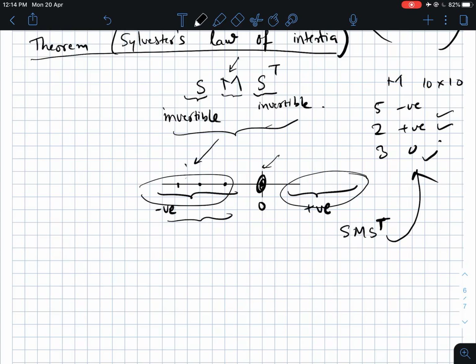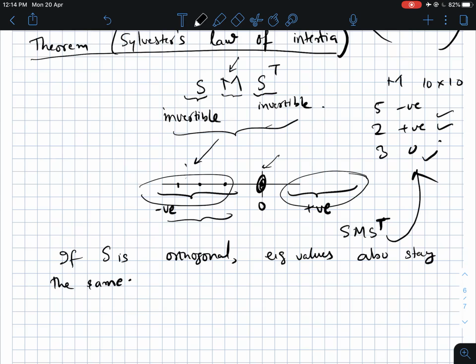The eigenvalues could actually change. In fact, you can possibly see that if S is orthogonal, then the eigenvalues also don't change. Eigenvalues also stay the same.